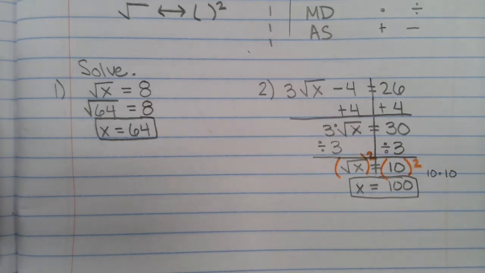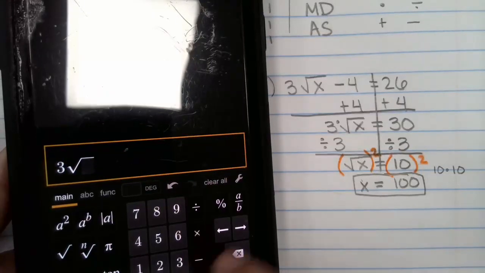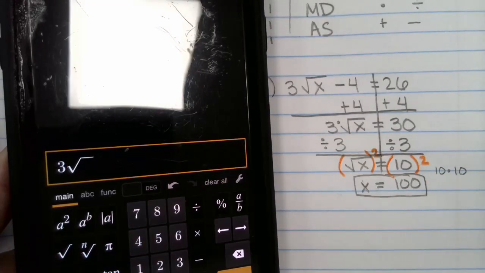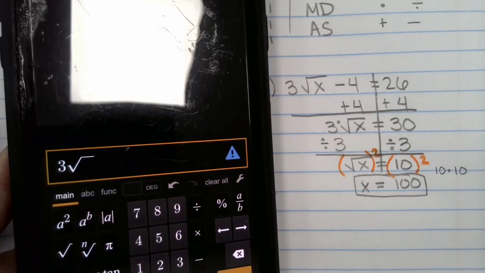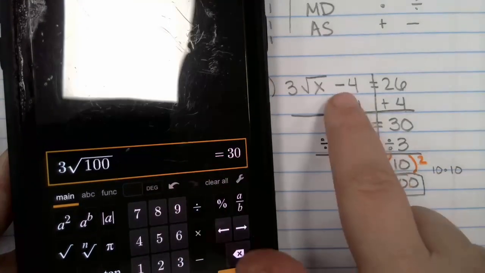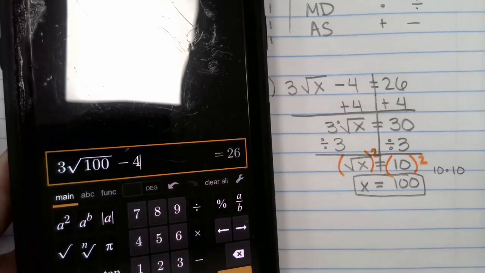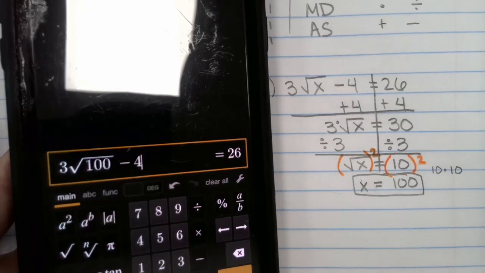Easy peasy? Good. All right, let's just double check that answer really quick, because that's going to happen later on that we're needing to do that. So 3 square root of, square root of, what did we say x was? 100 minus 4, and what do we want our answer to be? 26. Is that what we get? Yep, so 100 is our answer. We got it. All right, number 3.